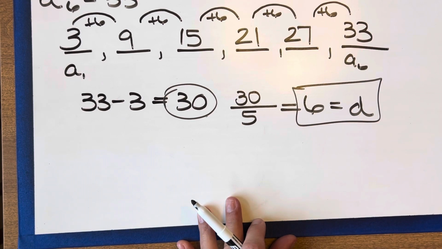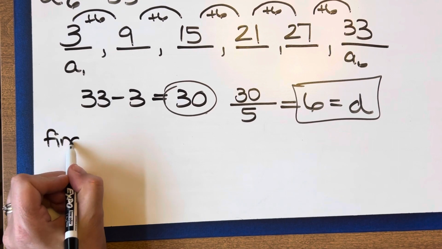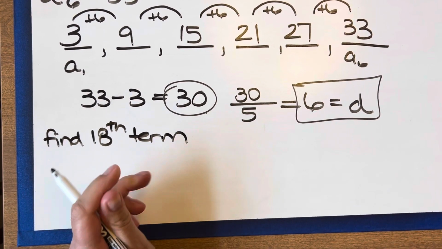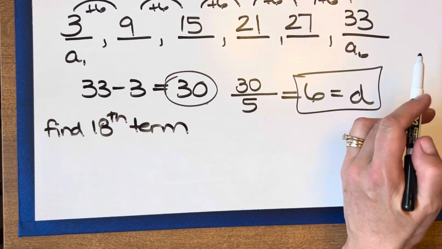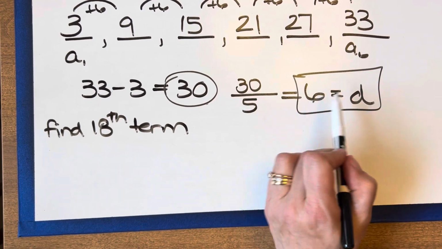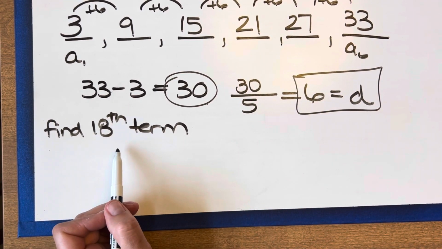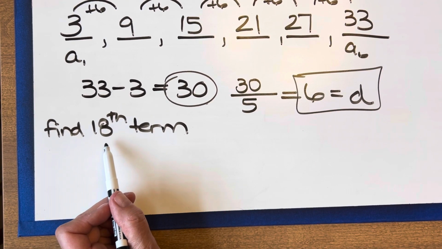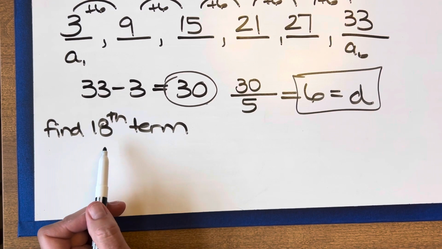So once we have found that, you may be asked, okay, let's find another term. Let's find the 18th term. Now, we could just extend our blanks and keep adding 6 over and over again until we got to the 18th term. That is one strategy to use, but it's pretty time consuming, especially if your problem asked you to find the 100th term or a very large term in your sequence.